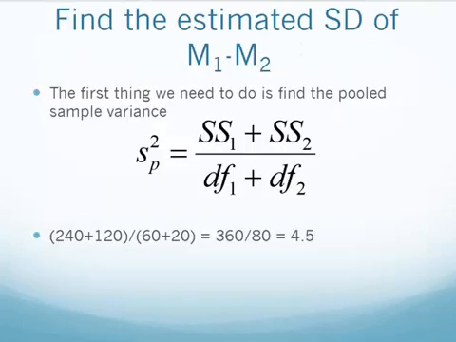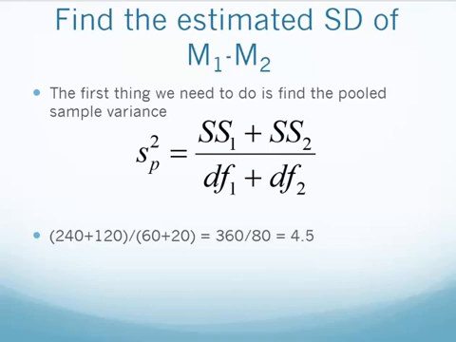Okay, great. So now it's time to compute the test statistic, and the very first thing we need to do is find the pooled sample variance. So hopefully you took the sum of squares for sample 1 plus the sum of squares for sample 2, and divided it by degrees of freedom for sample 1 plus degrees of freedom for sample 2. If you did that, you should have got 360 if you summed SS1 and SS2, and divided that by 80, and that should have given you a pooled variance of 4.5.